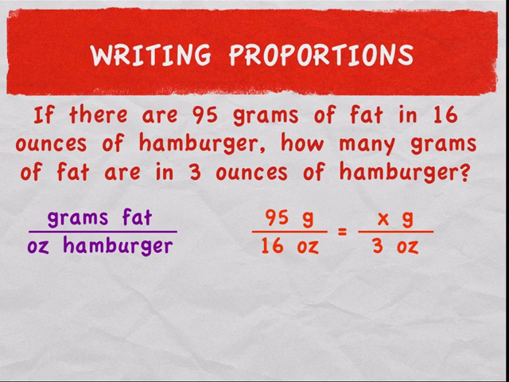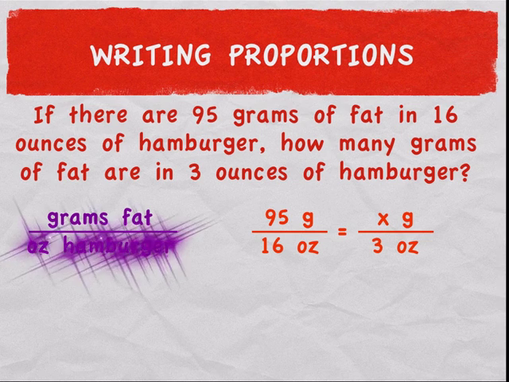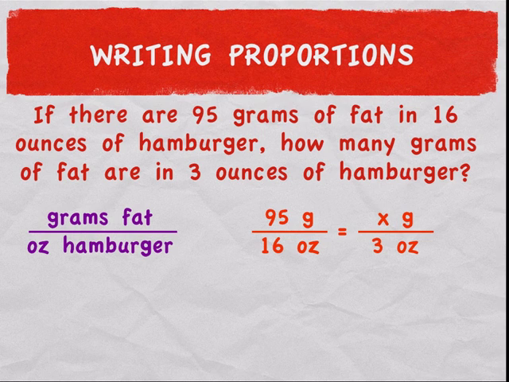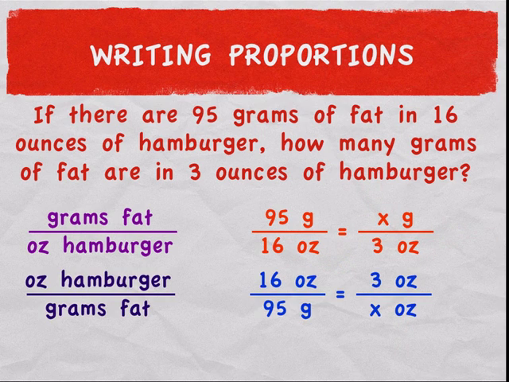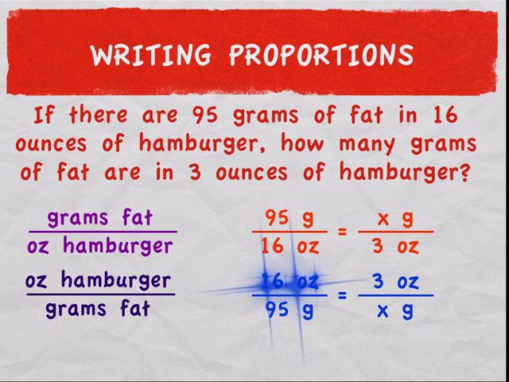Now remember, when we set this up, we made a ratio of grams of fat to ounces of hamburger. So when I set my proportion up, it needs to stay in that same ratio. I'm going to keep the grams of fat in the numerator, and I'm going to keep the ounces of hamburger in the denominator. I could reverse that. I could have done ounces of hamburger and grams of fat, but then that means that I want my ounces in my numerator and I want my grams in my denominator. And that's okay. Just make sure that you're consistent about those ratios.